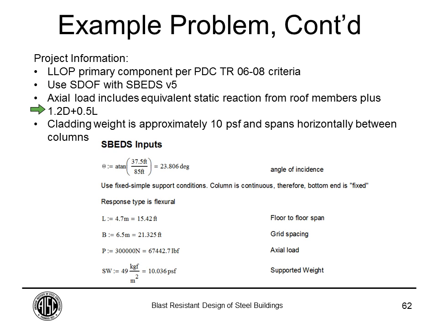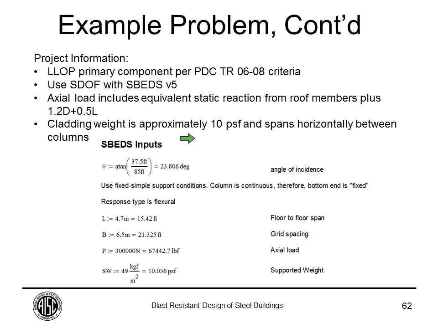We're going to include the axial load, which was specified already as 67 kips, and it's assumed that it includes the equivalent static reaction from the roof member plus the effects of gravity, using the load combination 1.2D plus 0.5L, which is the typical way you will do it, because you have the load acting on it, and then the blast response can cause additional load that gets thrown into the column. Cladding weight, we're assuming is about 10 psf, and it spans horizontally between the columns.